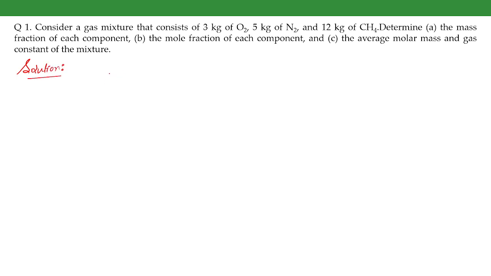So there is 3 kg of oxygen, 5 kg of nitrogen, and 12 kg of methane. First we have to determine the mass fraction. We have to determine the total mass of the mixture. The total mass of the mixture is equal to 3 plus 5 plus 12, that is 20 kg. So the first one, the mass fraction of oxygen.